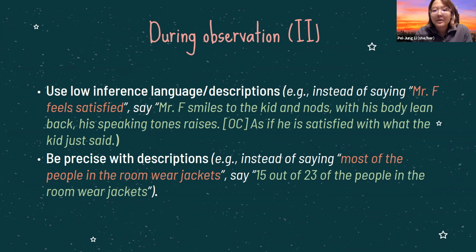The second one is be precise with the description. So for example, instead of saying most of the people in the room wear jackets, if possible, you try to be precise. So say 15 out of 23 of the people in the room wear jackets. With most, we don't know how much. However, when you say 15 out of 23, people looking at your records will know, okay, that's more than about half of the people in the room wearing jackets, and that may say something. Okay.